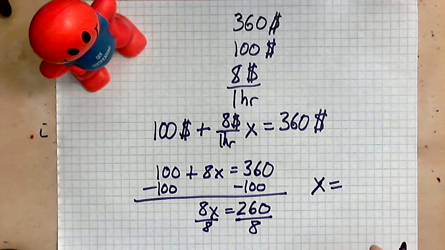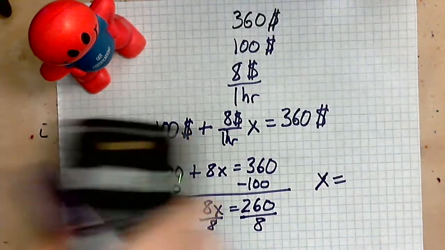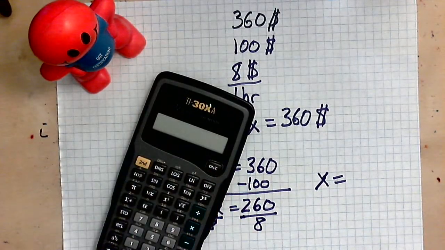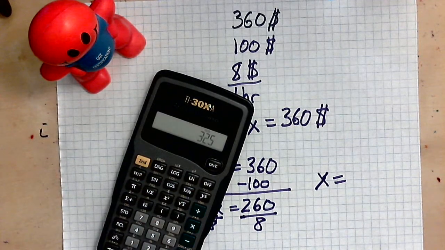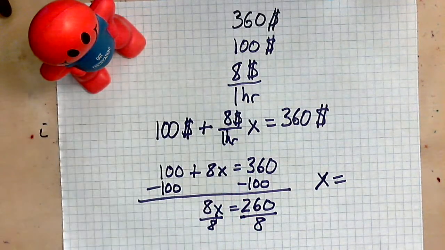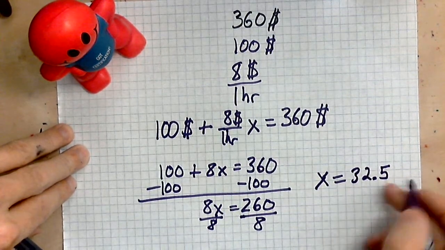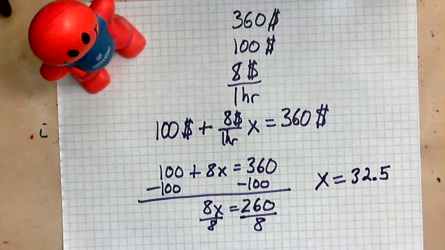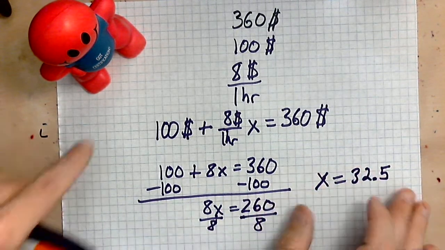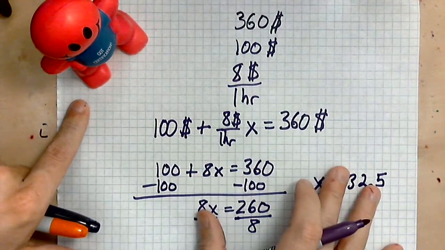So let's take a look at what that is. 260 divided by 8 is 32.5. So our friend here has to put in an additional 32.5 hours of work to get his stereo, which altogether is 360. And this is the basic setup.